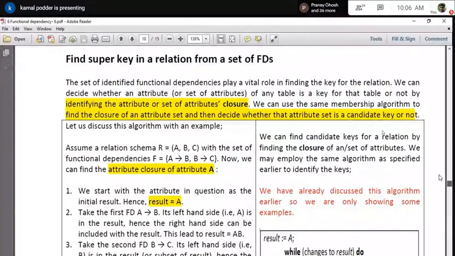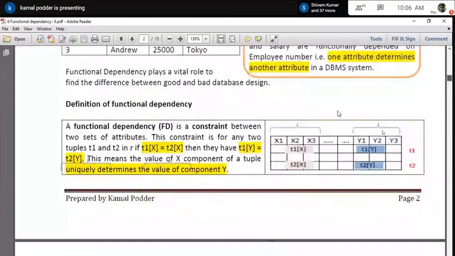Another challenge is that if it is a huge table, say there are hundreds of attributes in a table, finding the candidate key or super key is also very difficult. So naturally we need to first think about whether there is an algorithmic approach to find that. Here we will discuss with the help of some examples how we can do that.